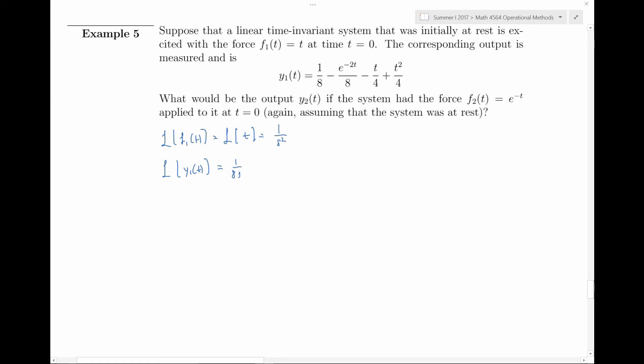E to the minus 2t has a Laplace transform 1 over s plus 2, so it's going to be 1 over 8 times 1 over s plus 2. t has a Laplace transform 1 over s squared. And t squared has a Laplace transform 2 over s cubed.